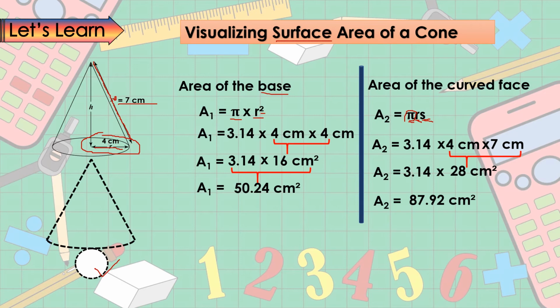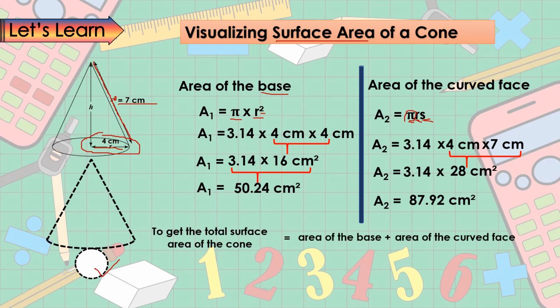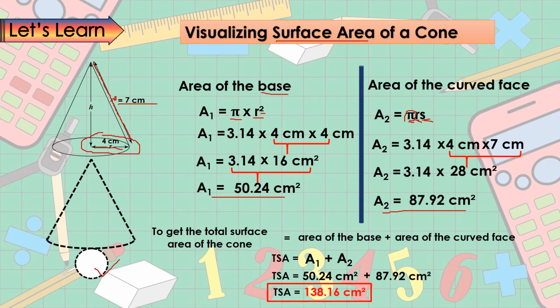Again, surface area is the coverage, or the total area of a solid figure. So we are going to get the total surface area of the cone. We are going to add the area of your base, which is 50.24 centimeters squared, and the area of your curved face, which is 87.92 centimeters squared. So we have 50.24 centimeters squared plus 87.92 centimeters squared. So we have a total, or sum, of 138.16 centimeters squared. So this is the surface area of our given cone.